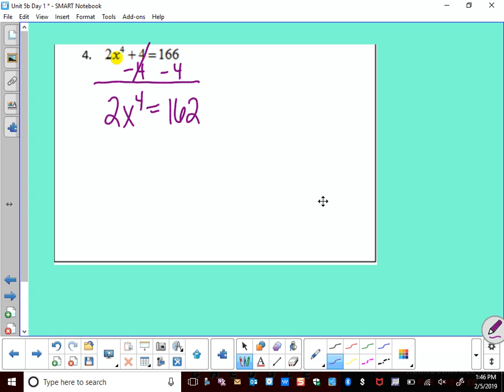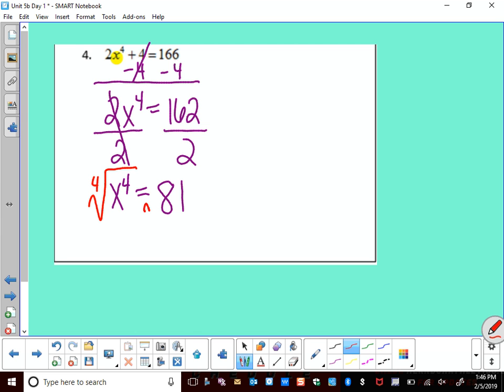All right, now what do I get rid of? The 2. So I'm going to divide both sides by 2. So I now have x to the 4th is equal to what? 81. Good. This is where it gets tricky. Ronaldo or Sonia, either one. How do I get rid of that power of 4? Not square root, the 4th root.